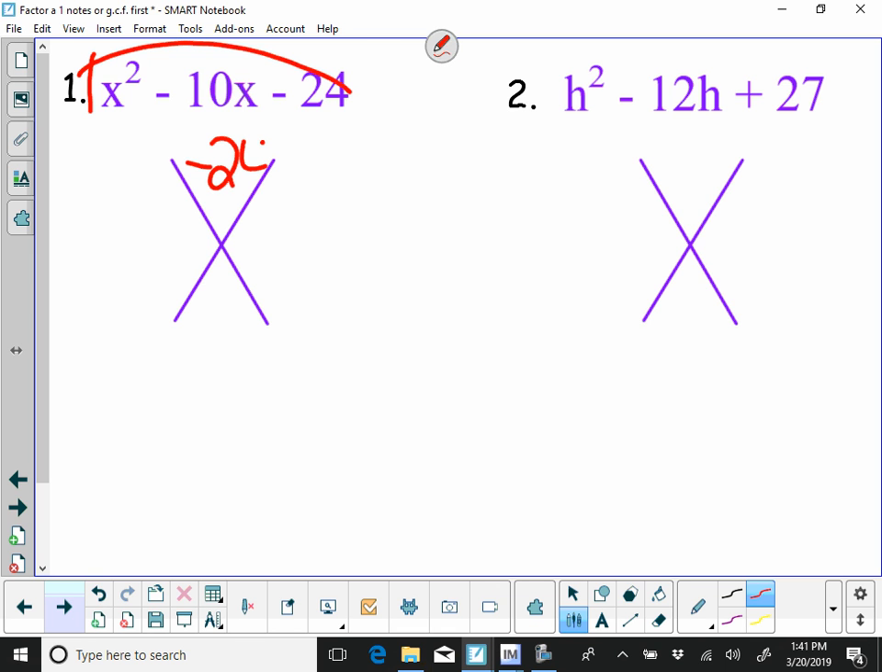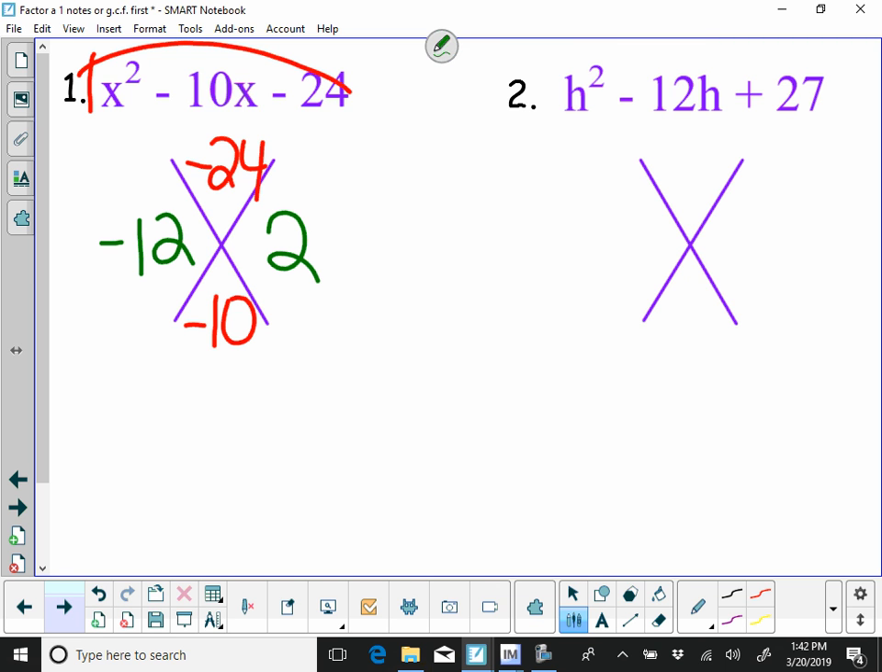That's going to be my top number. The middle number is my bottom number. And now we do what we were just doing. Give me two numbers that multiply to give me negative 24 and add to give me negative 10. Okay, 6 and 4 is everybody's first thought, but think about that. Negative 12 and positive 2.